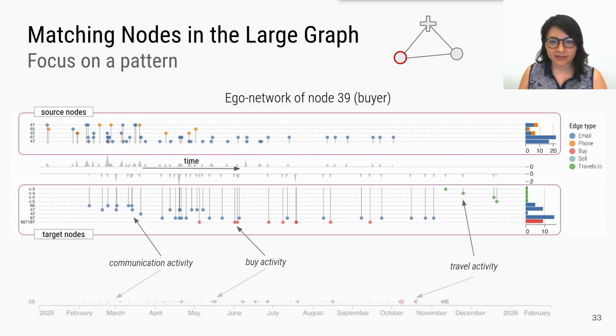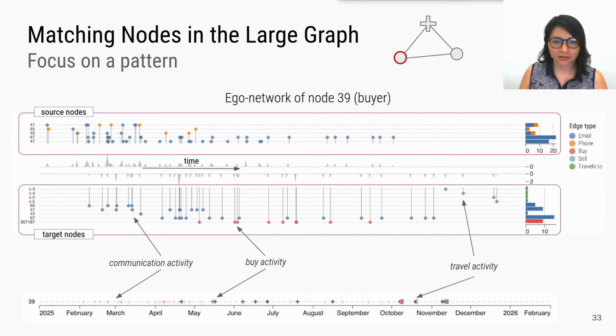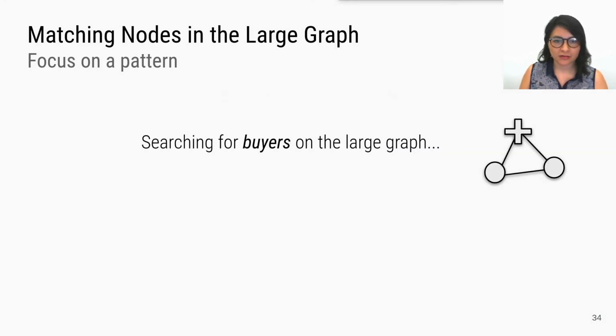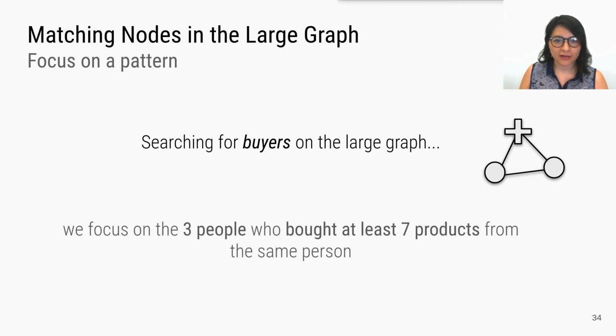This is summarized in this other visualization, where we use different glyphs for each edge type. We counted 9 transactions for this person. So we decided to search for buyers on the large graph. And we focused on the 3 candidates who bought at least 7 products from the same person.